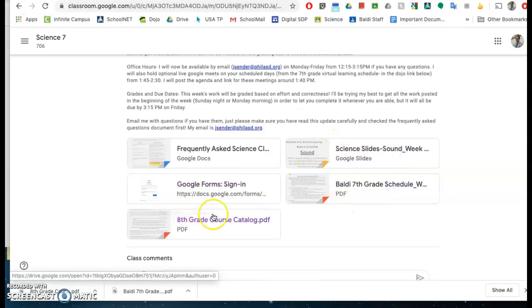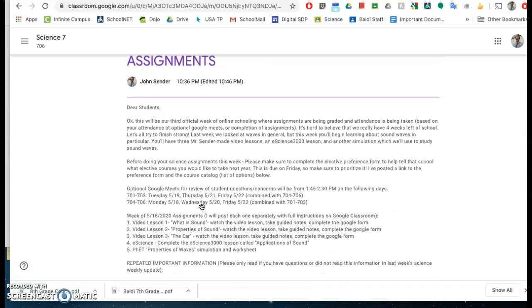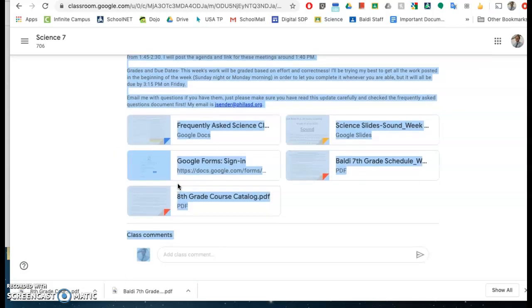And then these next couple ones I want to talk about for a second. The schedule for the week will be the same as last week, literally exactly the same in terms of who's going to be having my Google Meets and when. But this week, I'm asking you to complete your Baldy course elective form as well, which I talk about right here. Basically, next year you're going to be taking electives, and if you want to have a say in what electives you're taking, this is your opportunity to do it. You can't complain next year when you get the thing that you didn't want to do when you didn't say you didn't want to do it, or vice versa.